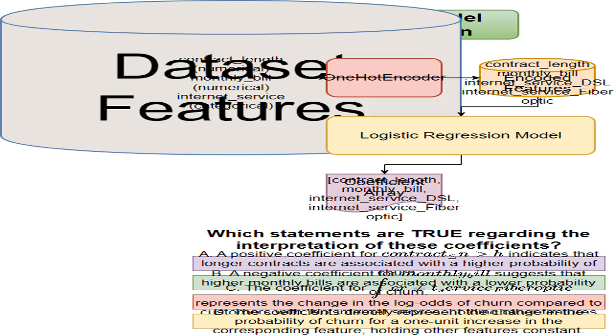I'm looking at the features in your customer churn dataset. We have contract length, which is a numerical value representing the length of a customer's contract, and monthly bill, another numerical value representing the customer's monthly bill. Finally, there's internet service, a categorical feature representing the type of internet service a customer has, DSL, fiber optic, or no.